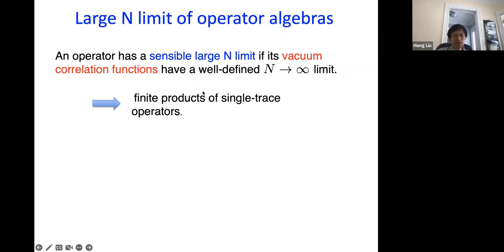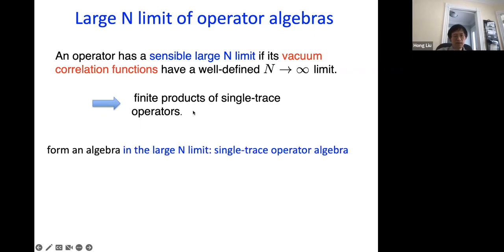For example, for a gauge theory, that just gives you the finite products of single trace operators. So many very complicated operators just decouple. They just disappear from your operator spectrum. And then they form an algebra in the large N limit, so we call it the single trace operator algebra. I don't have much time to describe in detail how we define this operator algebra. Let me just mention two important elements of it.